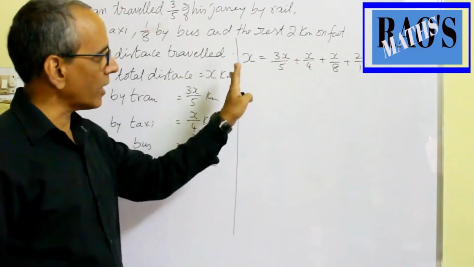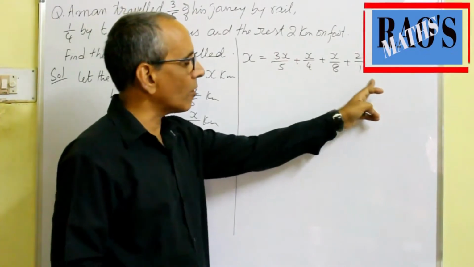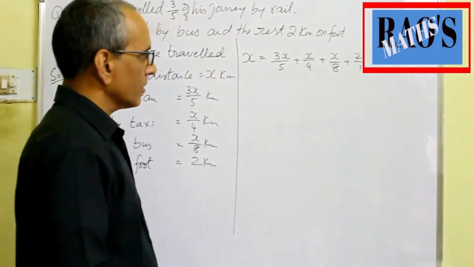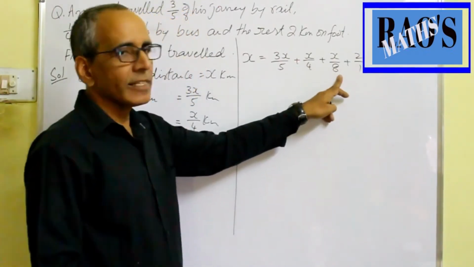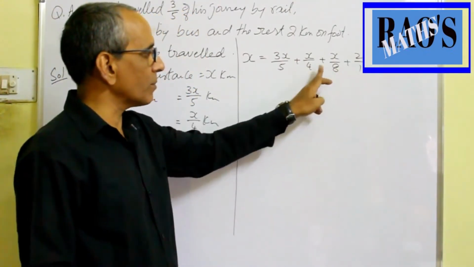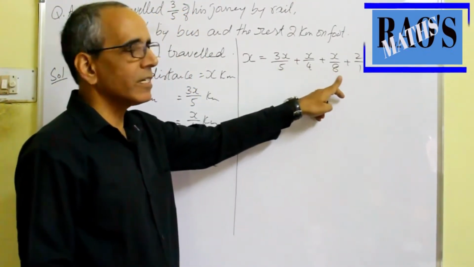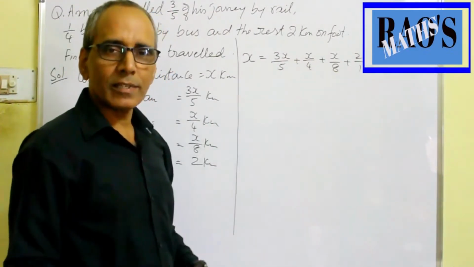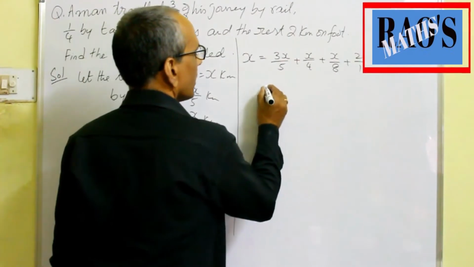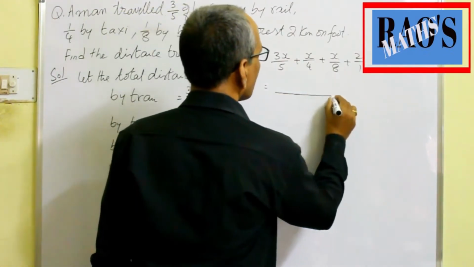I simplify on the right hand side by taking the LCM of 5, 4, 8. For 4 and 8, 8 is the LCM because 8 is a multiple of 4. For 5 and 8, they are co-primes, no common factor. So 5 into 8, 40 is the LCM. So 40 is the LCM on the right hand side terms.